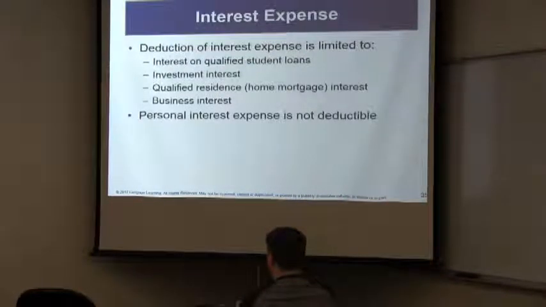Okay, the next item on Schedule A is interest. There are different types of interest. We have interest on student loans, investment interest, residence interest, and business interest. So depending upon what type of interest you have, it will affect where it is deducted, which is really just a good point to bring up.